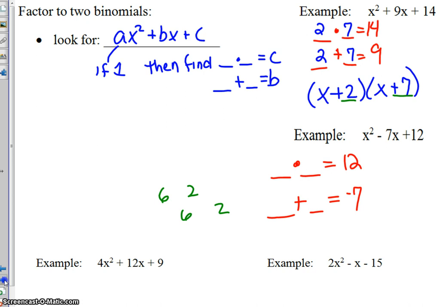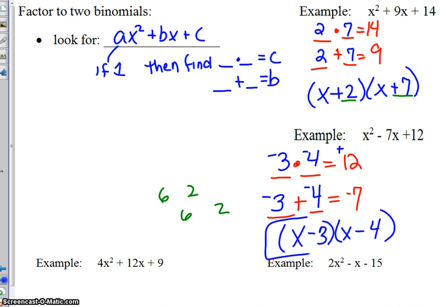Now let's try another one. Let's think 3 and 4. 3 and 4 add to get positive 7, but not negative 7. How can I make it a negative 7? Well, wait a minute. What if I had negative 3 and negative 4? I would still get a positive 12 here, so I'd be okay there. And negative 3 plus negative 4 does equal that negative 7. So that's where my negative 3 goes here, and my negative 4. I could have switched these; that would have been fine. This is my answer. This is my rewritten value for x squared minus 7x plus 12.